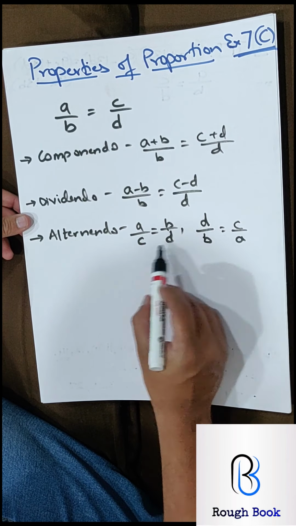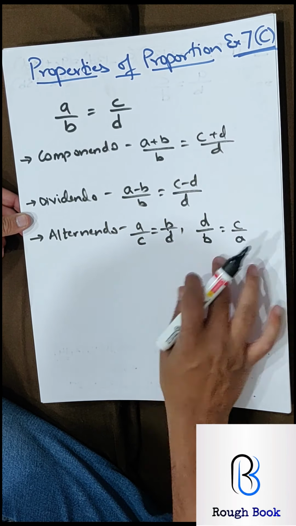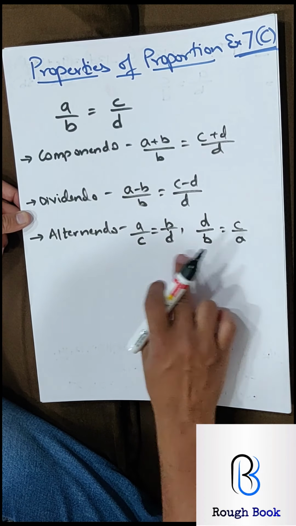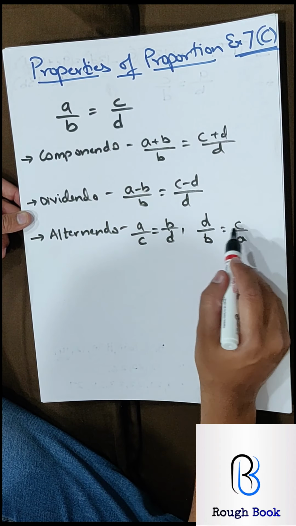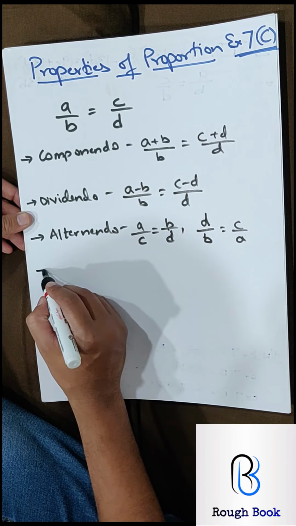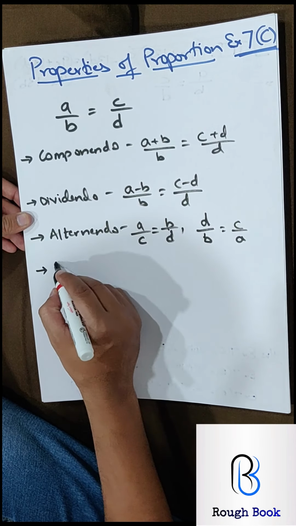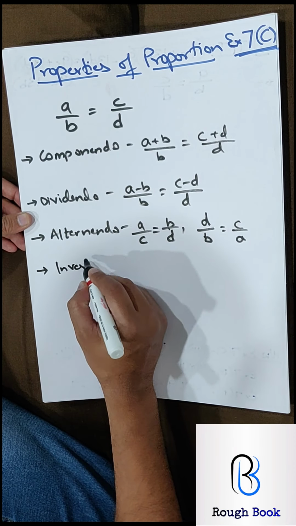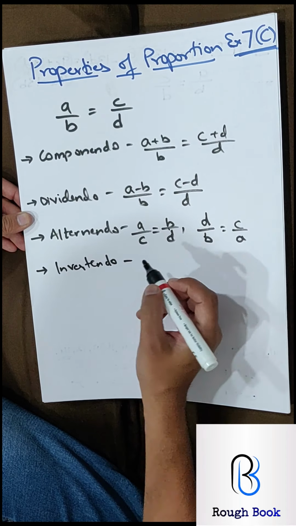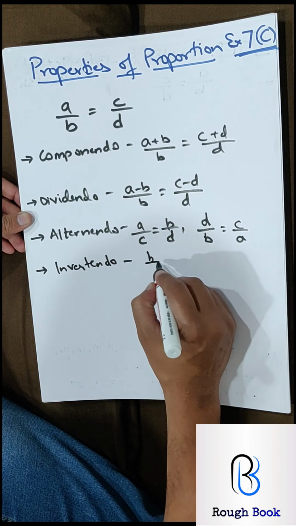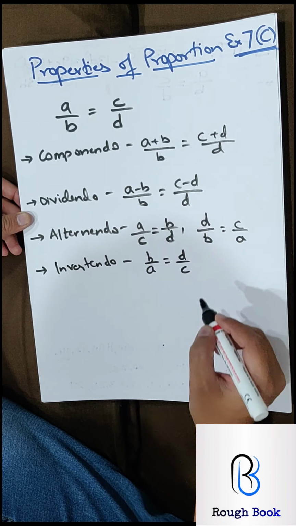And since there is no effect on multiplication, all these are one and the same. But when we do alternendo, it helps us to rearrange these ratios. So whenever required, we can use this ratio. The next one is invertendo. So when we do invertendo, there is a reciprocal of all the ratios. So this is what we get.